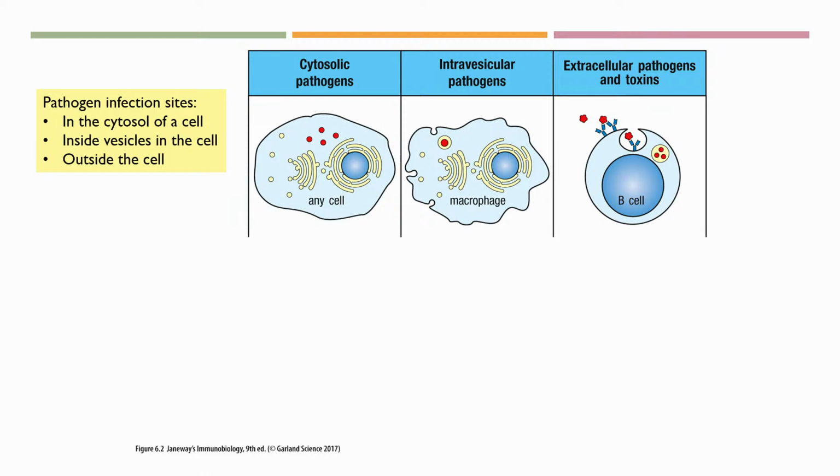Any cell can attack a pathogen, here shown in red. A macrophage here is what is going to engulf a vesicular pathogen, something that's in a vesicle. And just a reminder here, macrophages are part of the innate immune system. And then here a B cell is what's going to create antibodies and attack extracellular pathogens.